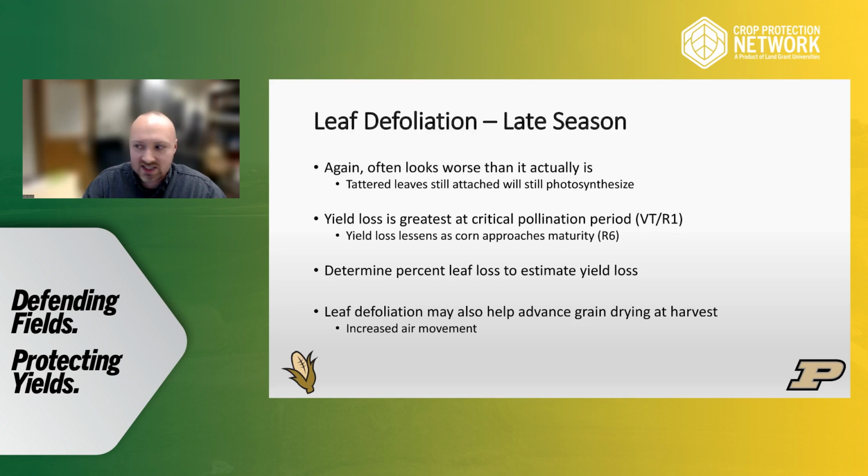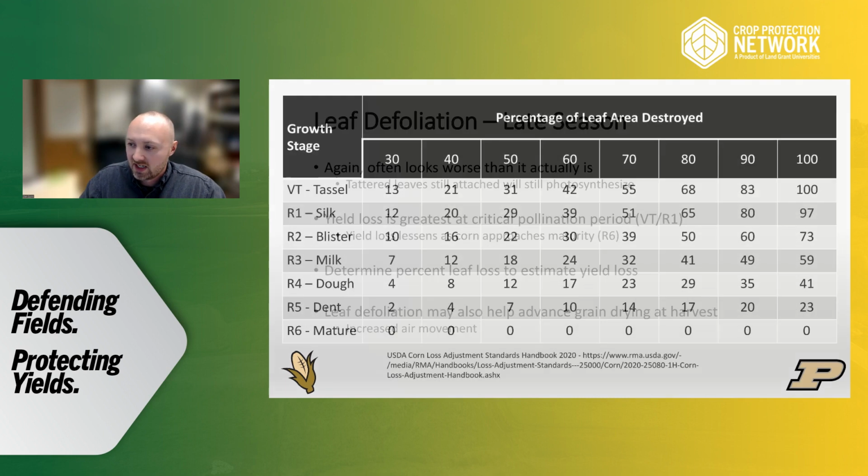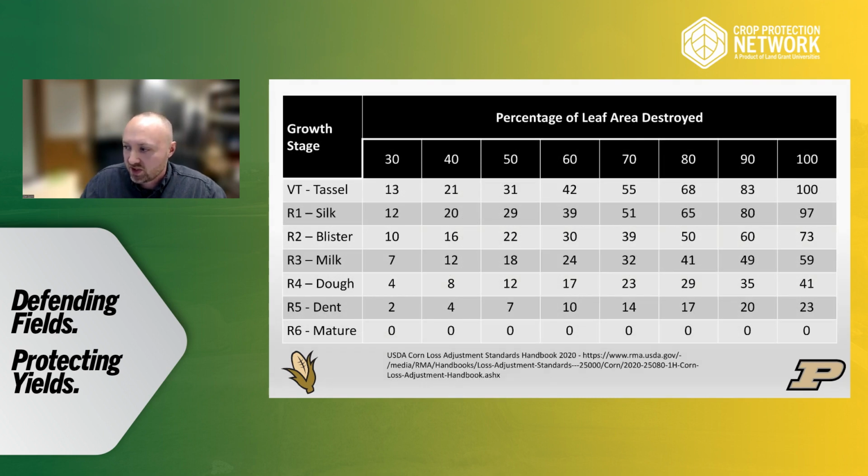Yield loss from hail damage, and I've talked about this before, is at its greatest point during the critical pollination period, so VT R1. As we move from VT R1 through the grain fill stages, closer to maturity and harvest, the yield loss potential goes down. So 100% leaf defoliation at VT could potentially lead to 100% yield loss. It's very significant at that point in time, and it's important to understand our percent yield loss to estimate yield loss.